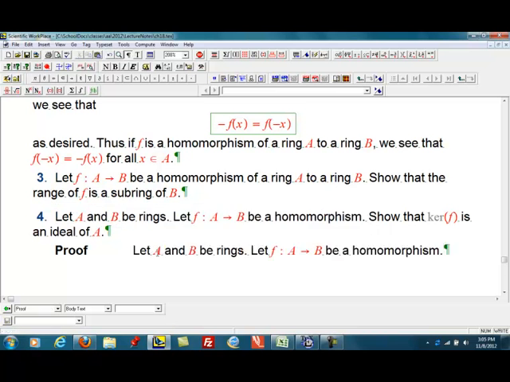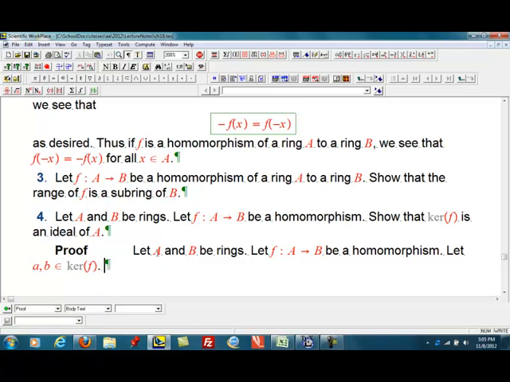Now, we went through the process of showing closed under multiplication and closed under subtraction for the previous one for subring. You have a couple of subring homework problems. So how do we show closed under addition? Take any two elements in it. So let a and b be in the kernel of f. I'm trying to remember what we're going to show as our ideal. So let a and b be in the kernel of f.